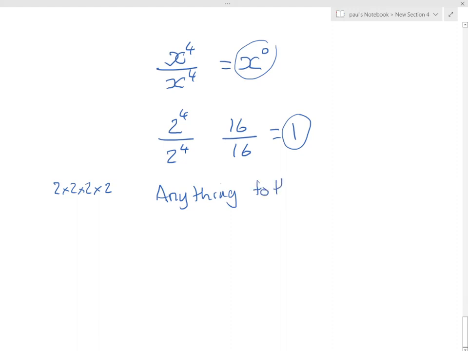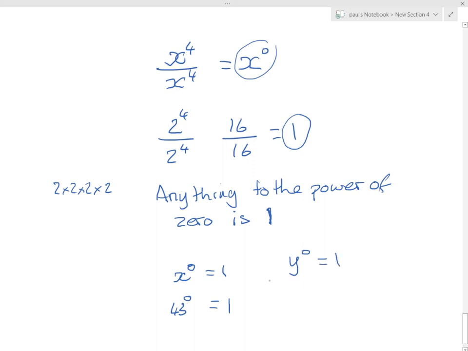Anything to the power of 0 is 1. So x to the 0 equals 1. 43 to the power of 0 equals 1. Y to the power of 0 equals 1. Anything to the power of 0 is 1.